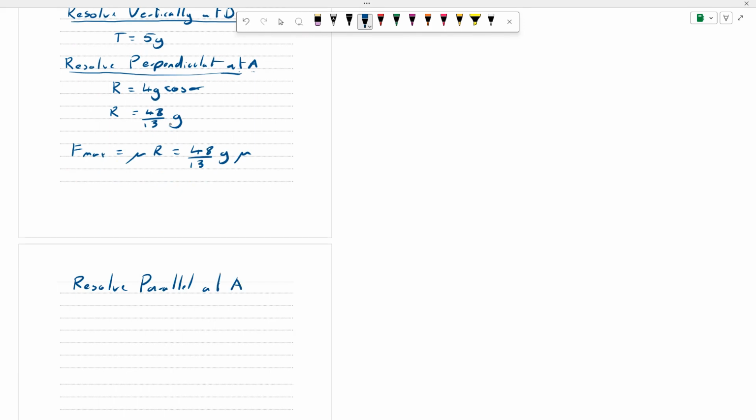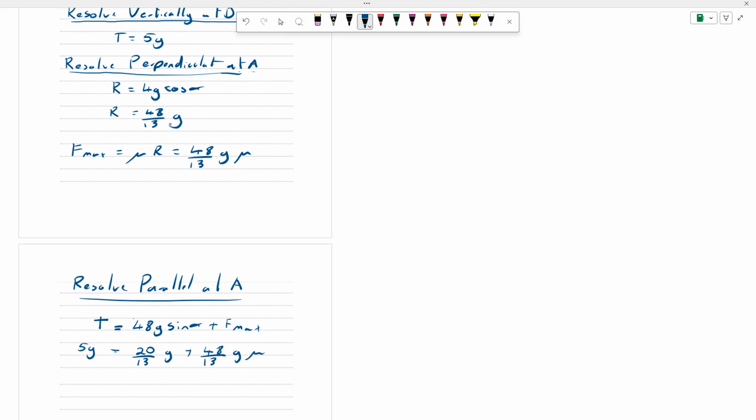Okay, so going up the slope, I've got tension. Going down the slope, I've got my 4g sine alpha. That's part of the component of my weight going down. And I've also got the F max going down. Okay, and I can plug in everything I know. So T, we worked out to be 5g. I've got 4g sine alpha, so 4 times sine, it's going to be 20 over 13 g. And an F max I found to be 48 over 13 g mu.